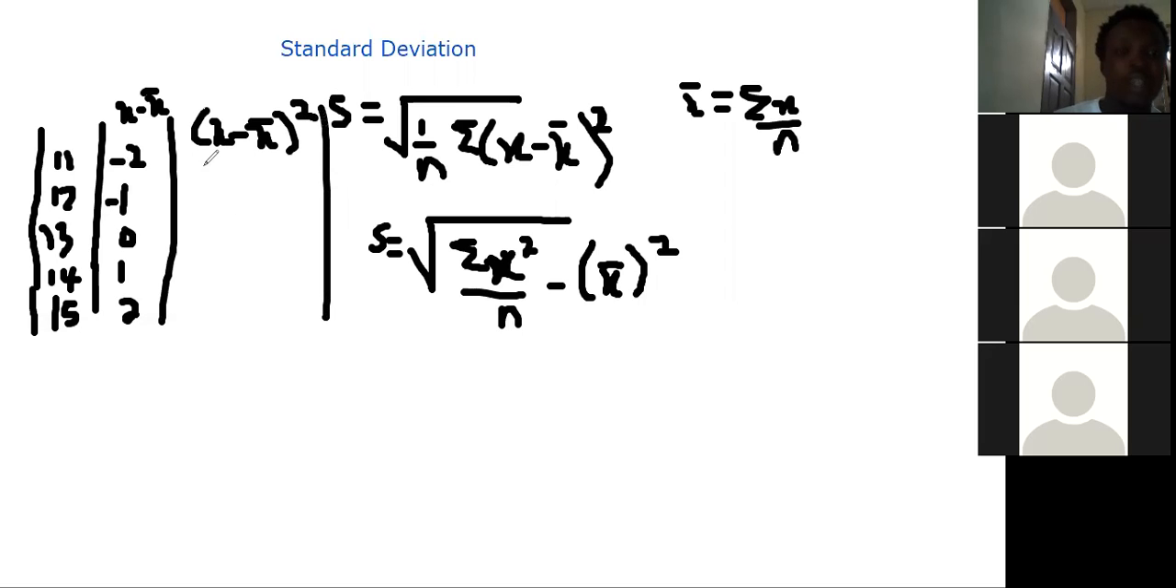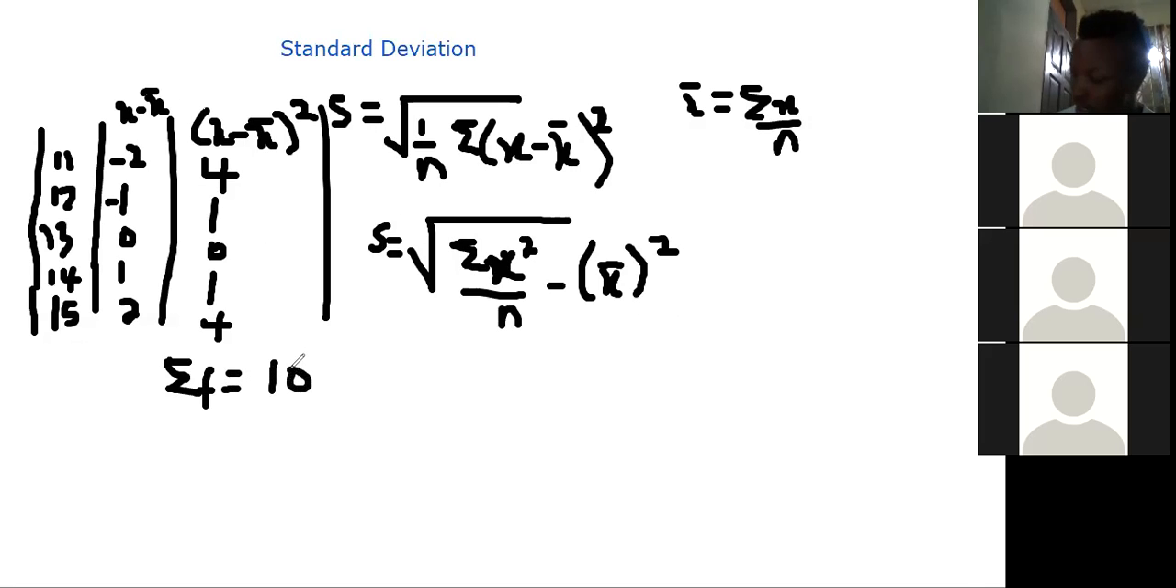That will give us, here this one will be 4, this one will be 1, this one will be 0, this one will be 1, this one will be 4. What are you getting, please? Kai, what are you getting, please? So the sigma of this will give us 10. Yes, will give us 10. Yes, sir. So yeah, we are going to get 10.